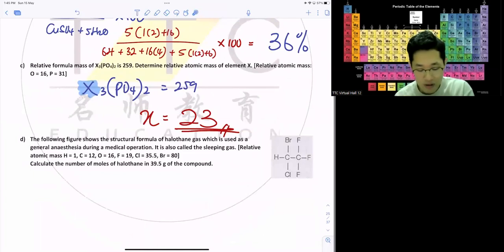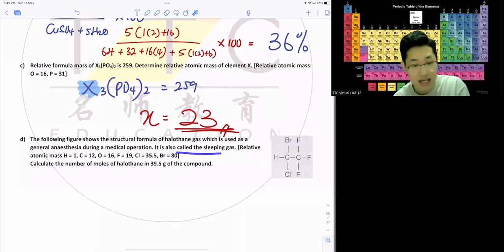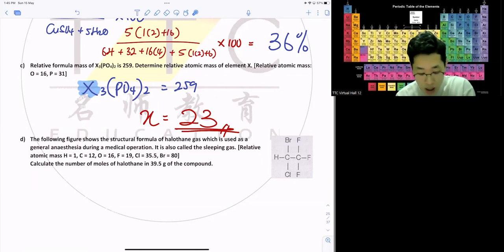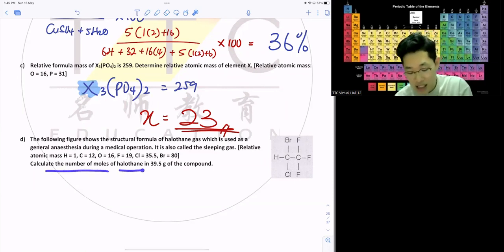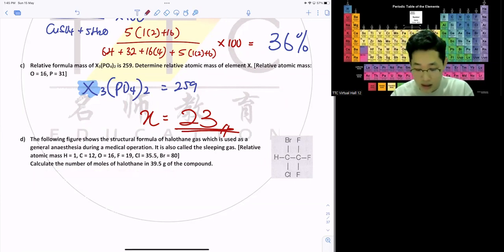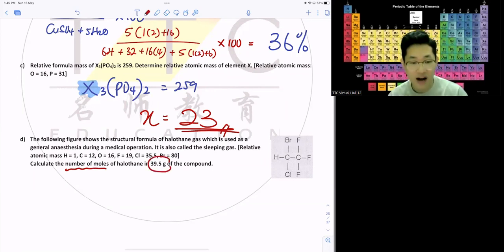Next, the following figure shows the structure. Done or not? All done? Yes, okay. The following figure shows the structural formula of halothane gas, which is used as a general anesthetic during a medical operation. It is also called the sleeping gas. So calculate the number of moles of halothane in 39.5 grams of the compound. Number of moles, 39.5 grams.